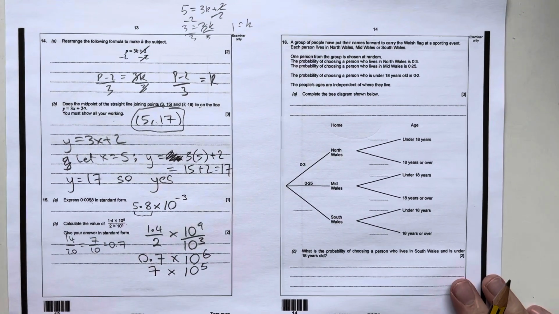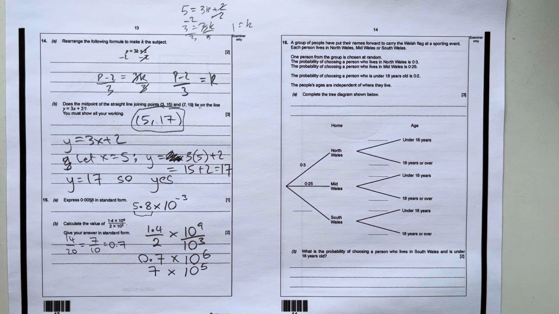So a group of people have put their names forward to carry the Welsh flag at a sporting event. Each person lives in North, Mid or South Wales. One person from the group has been chosen at random. The probability of choosing a person who lives in North Wales is 0.3. The probability of choosing a person who lives in Mid Wales is 0.25. The probability of choosing a person who is under 18 years old is 0.2. People's ages are independent of where they live.